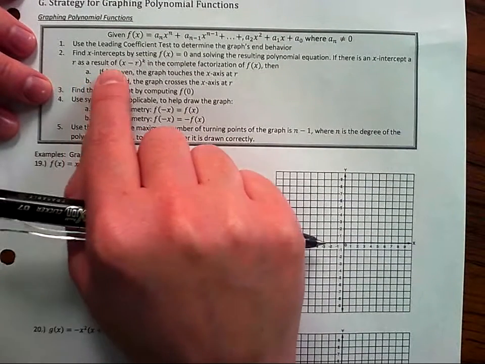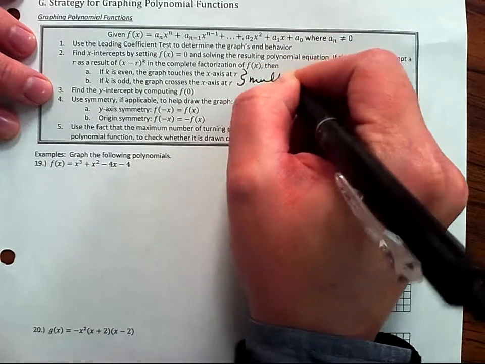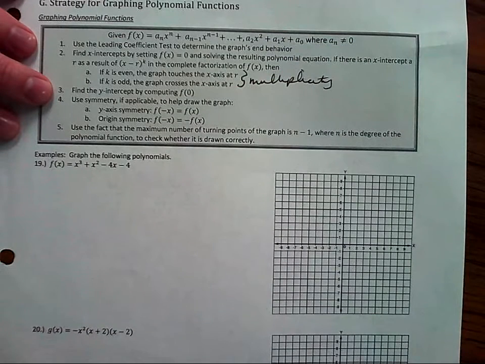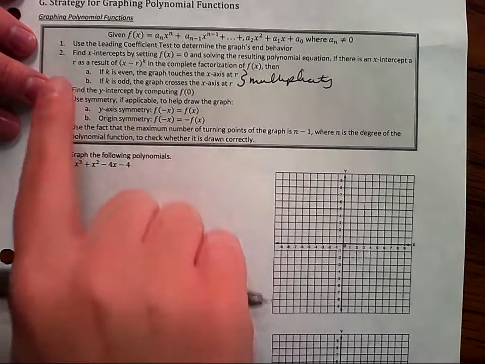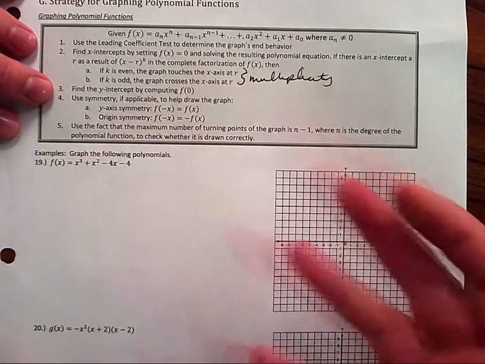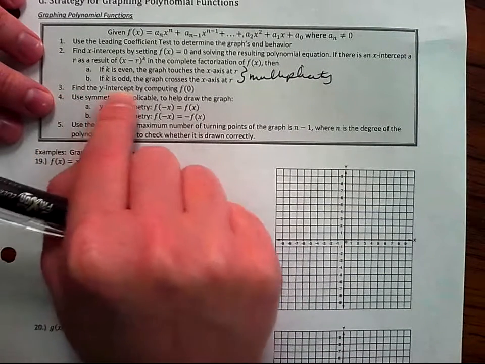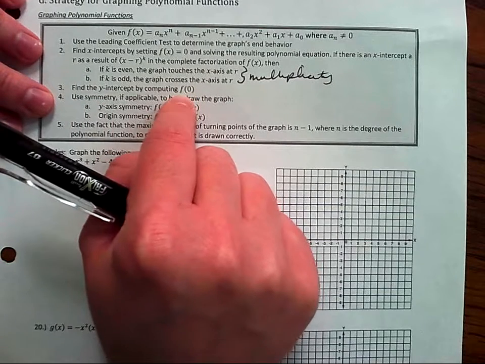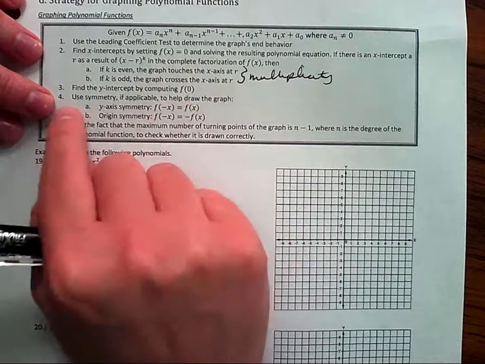And then check multiplicity. If the factor appears an even number of times, it touches the x-axis. If the factor appears an odd number of times, it crosses the x-axis, right? So that's multiplicity. So find the roots and check for multiplicity. 3. Find the y-intercept by computing f of 0. Y-intercept means x equals 0. Y-intercept is x equals 0. X-intercept is y equals 0.